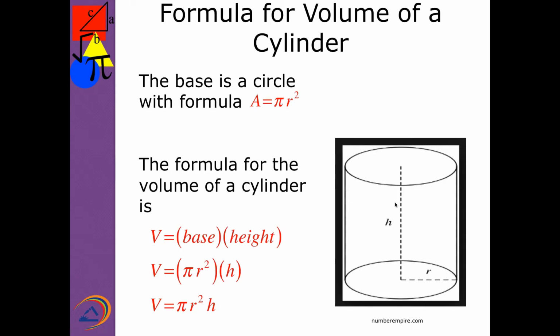So if the area of the base is pi r squared, look how I've developed the formula. We know generally volume is base times height. So the base is pi r squared, the height is h, so there's the formula for the volume of a cylinder, pi r squared h. So let's look at an example after you've copied that down.